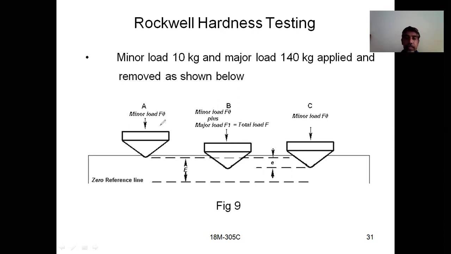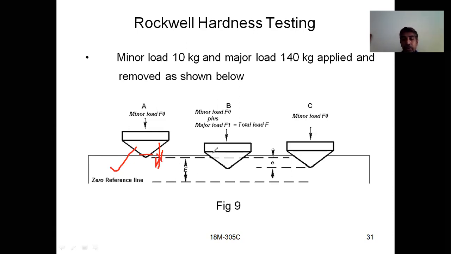So I'm repeating once again here. First you have to take the specimen like this, and you have to apply a minor load of 10 kg, and what will happen, this indenter will penetrate to some depth, this depth. See, this is the depth you are having. So how much depth you are having? You are having this much depth, which is given with the dotted lines.